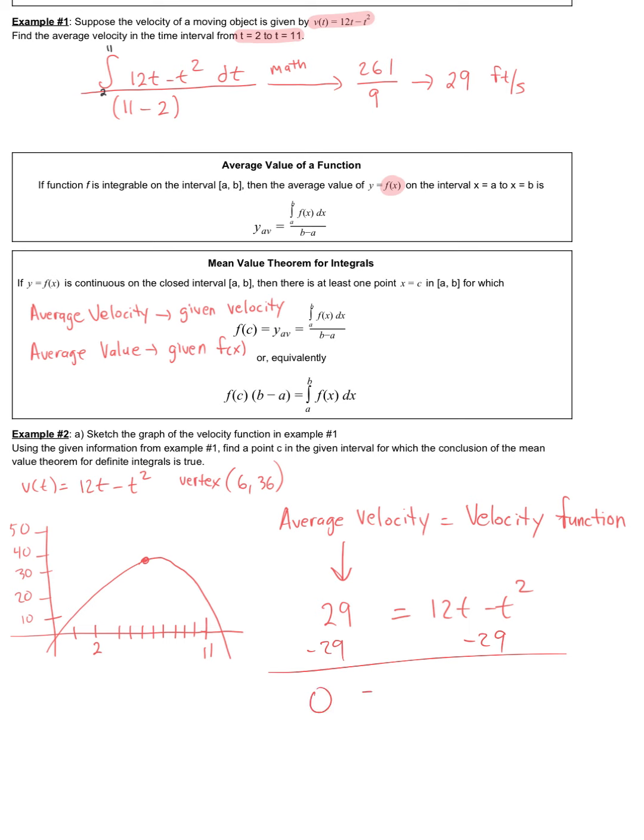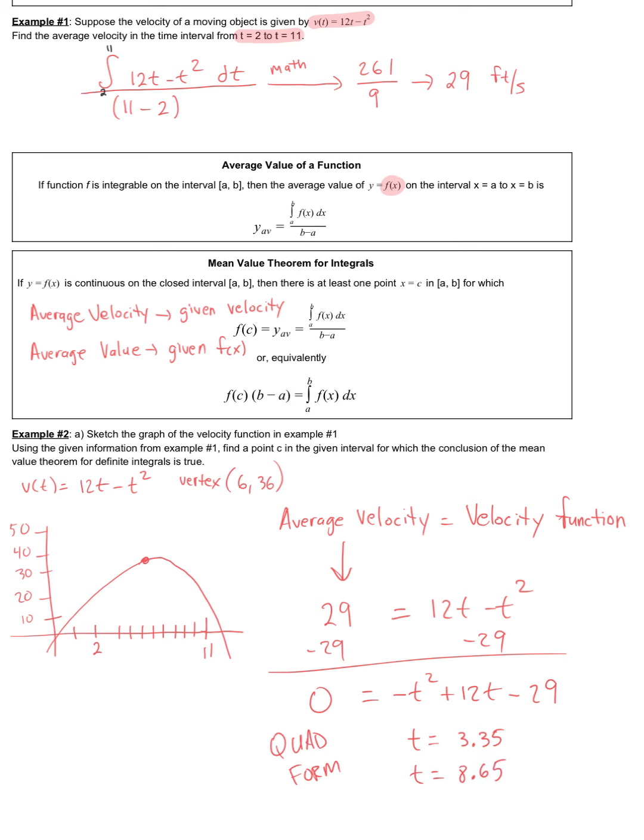So I get 0 is equal to, and I'm going to put my terms in order, so negative t squared, and then I have plus 12t, and then of course I have minus 29. All right, so the easiest way I can tell you to do that is do that, and now we use the quadratic formula. All right, so let's see what we get. You should get two answers. I'm getting 3.35, and I am getting 8.65.